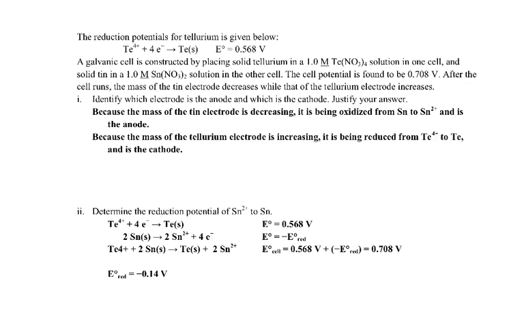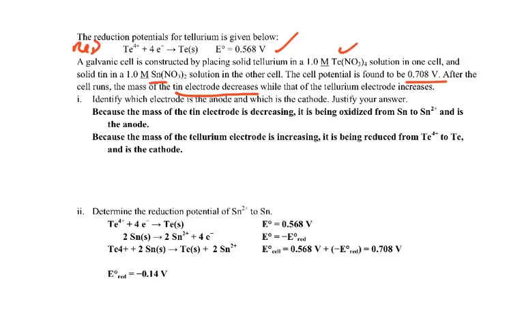The reduction potential for tellurium is this value here. A galvanic cell is made by using tellurium in a 1 molar tellurium solution and tin in a 1 molar tin solution. The cell potential is found to be 0.78. After the cell runs, the mass of the tin electrode decreases, that's a big clue, while that of the tellurium electrode increases. So we have to decide, is tellurium going to do this reduction here, or is it the reverse?